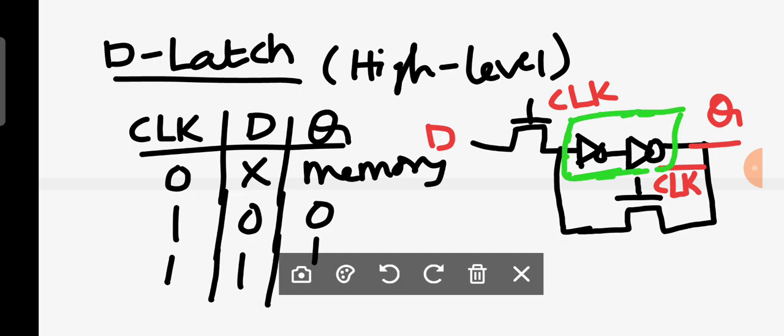Is it clear? Now you can observe, if the clock is 0, then this transistor will be turned on. I will use some other color, it is better for you to understand. If the clock is 0, then this will be turned on, then whatever the output Q is, that will come here, and since it is a buffer, that will stay like this itself. Is it understood?